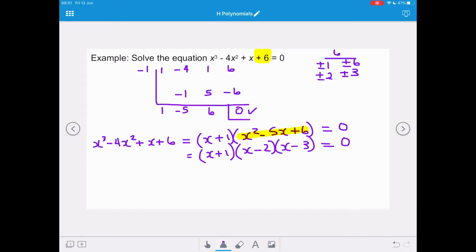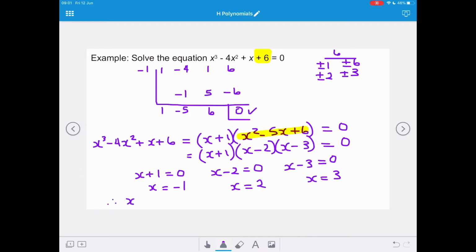So now we're going to equate each of those brackets to 0 and solve to work out what our values of x are going to be. So x plus 1 equals 0 is going to give us x equals negative 1. x minus 2 equals 0 is going to give us x equals 2. And x minus 3 equals 0 is going to give us x equals 3. The solution for this polynomial is x equals negative 1, 2, and 3.